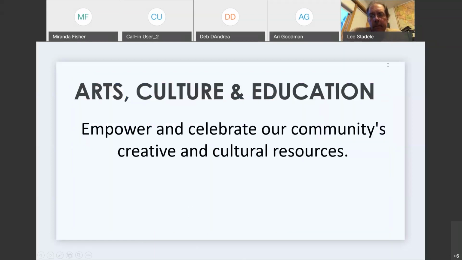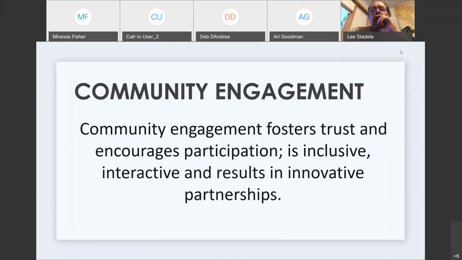So I know we're missing May, so I'm going to skip this one and start with Deb, if you wouldn't mind sharing with us the vision statement, and we'll provide feedback. Okay, cool. Community engagement. Community engagement fosters trust and encourages participation, is inclusive, interactive, and results in innovative partnerships. Sweet, concise, and to the point. Does anyone have questions or feedback?